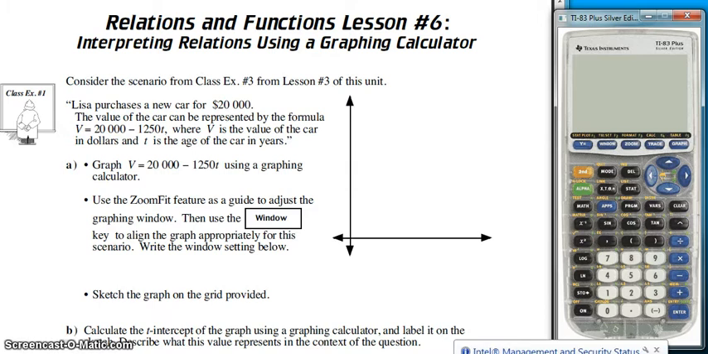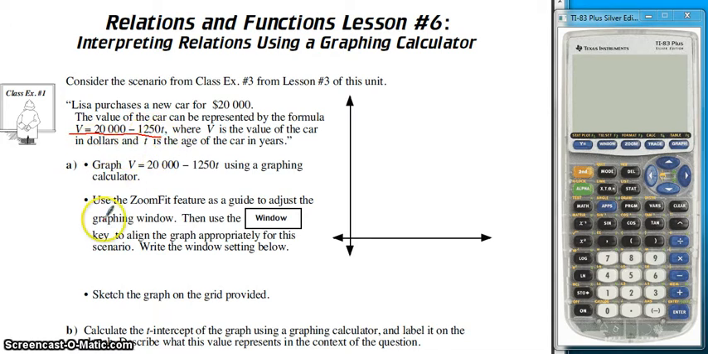So let's look at two examples today. The first example we have is Lisa purchasing a new car for $20,000. And then through time, the car depreciates, right? The value of the car decreases over time. So it's represented by the following equation. Starting from 20,000, you minus 1,250 every year.